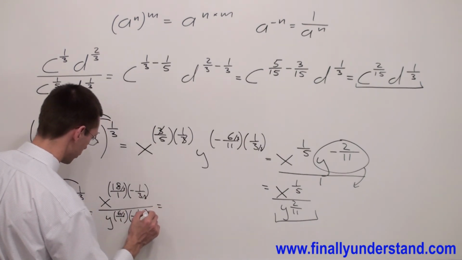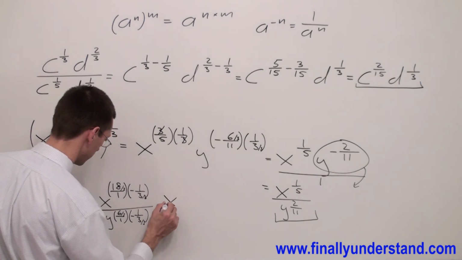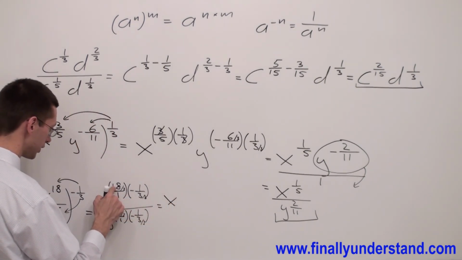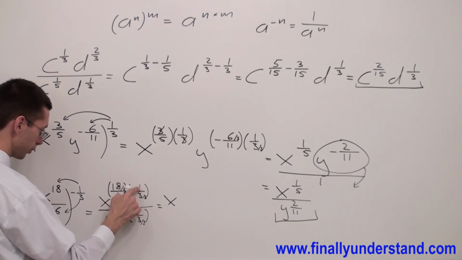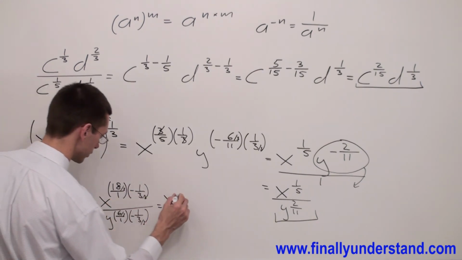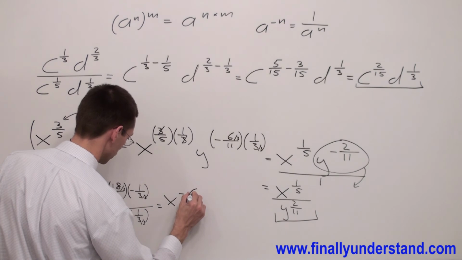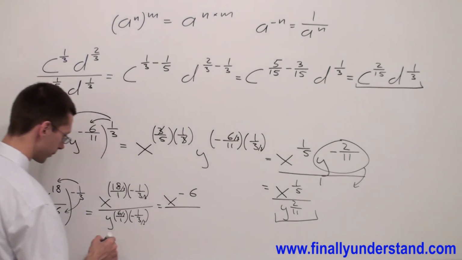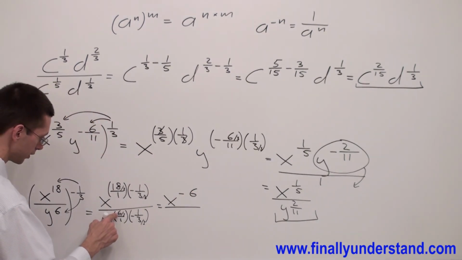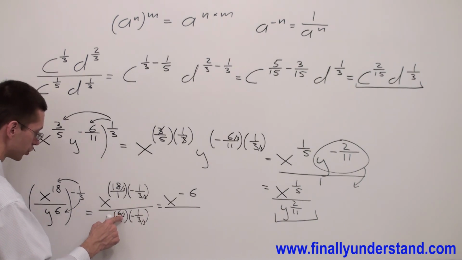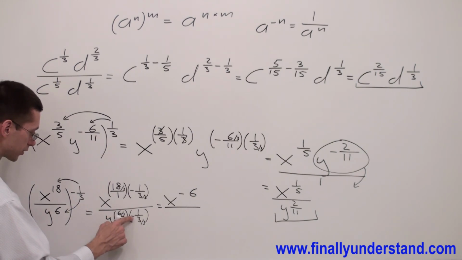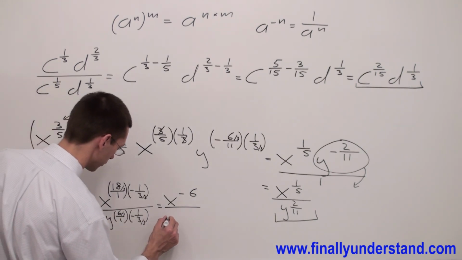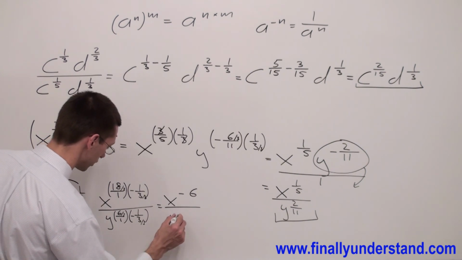That's why I'm going to have x. 18 divided by 3 is 6. This is going to be 1. Positive times negative is equal negative. That's why this is going to be negative 6 over, in this case, I have 6 divided by 3 is 2. 3 divided by 3 is 1. Positive times negative gives me negative. That's why I'm going to have y to the power negative 2.